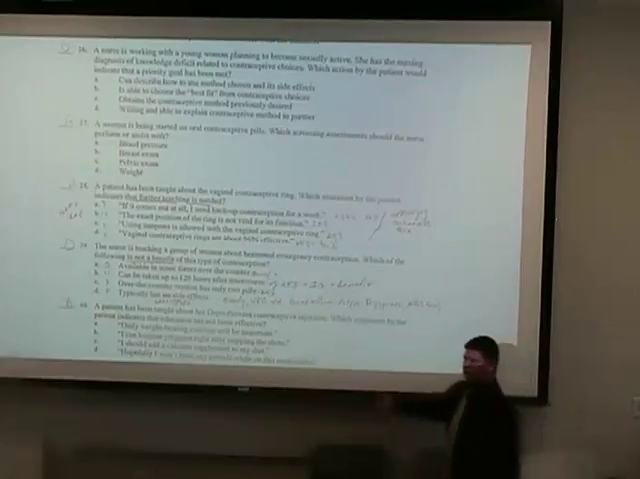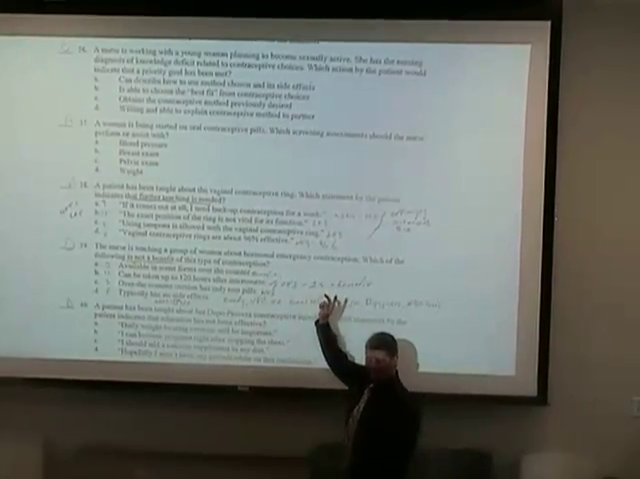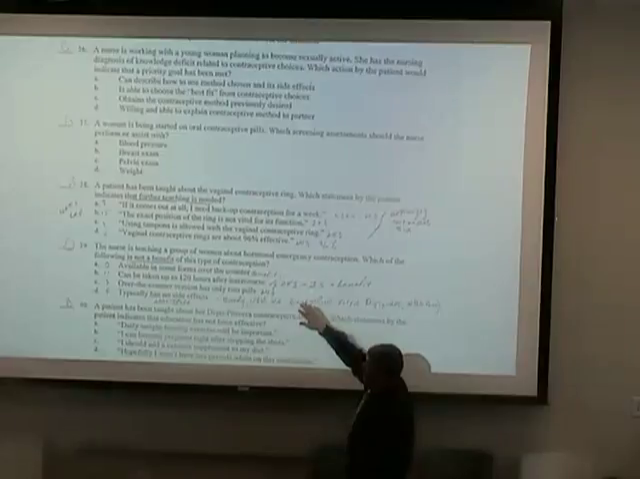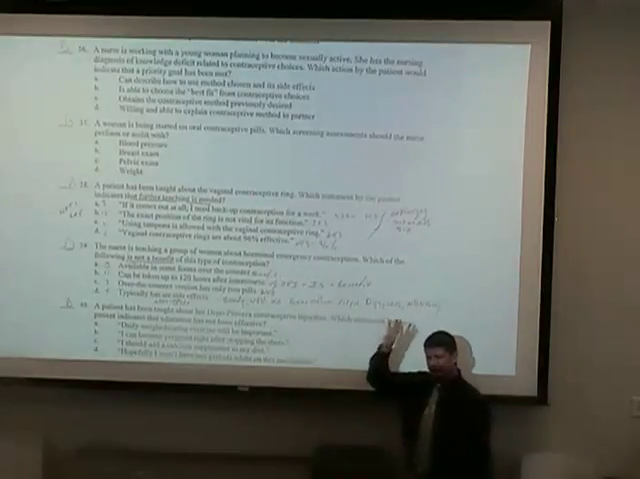Only 3 of you got this question right, but I kept it because that is an incredibly easy question. So let's find out why. This patient has been taught about the vaginal contraceptive ring. Which statement by the patient indicates further teaching is needed? So what is that question really asking you? Which of these 4 are not correct, right? And so this is basic knowledge about the vaginal contraceptive ring, okay?